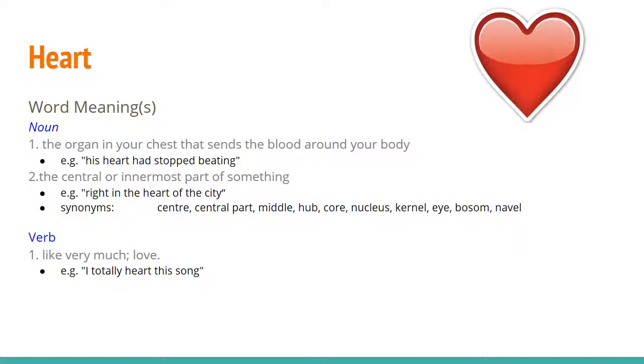Then I would like to talk about heart. Heart can be used as a noun or a verb. For nouns, it has two meanings. The first meaning is the organ in your chest that sends the blood around your body. For example, his heart has stopped beating, and it means that he is probably dead.